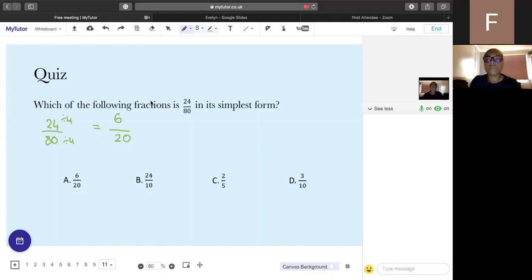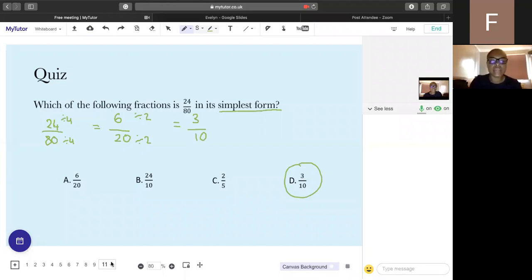Now, some of you might have said A, but 6 over 20 is not a fraction in its simplest form. So we still need to continue. Now we know that both of these numbers are even numbers, so I'm going to divide it by 2 next. So 6 divided by 2 is 3, and 20 divided by 2 is 10. So our answer would be D, 3 over 10. And hopefully that makes sense to all of you. Hopefully you see where I've got 3 over 10 from.